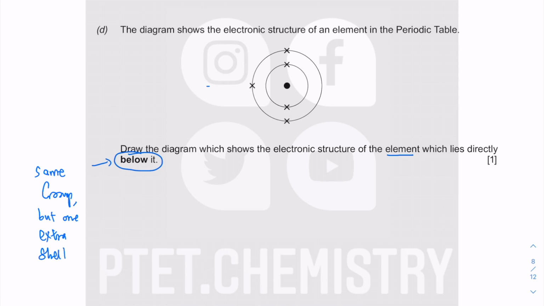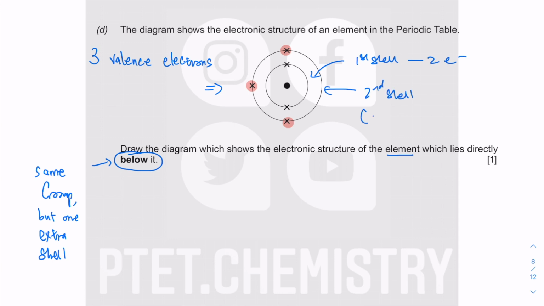So you need to think about what this is. This one has 3 electrons in the outer shell, so this is what we call 3 valence electrons, because the outer shell is the furthest away from the nucleus. This is the first shell. The first shell has 2 electrons. This is the second shell, which is also the valence shell for this element or this atom.